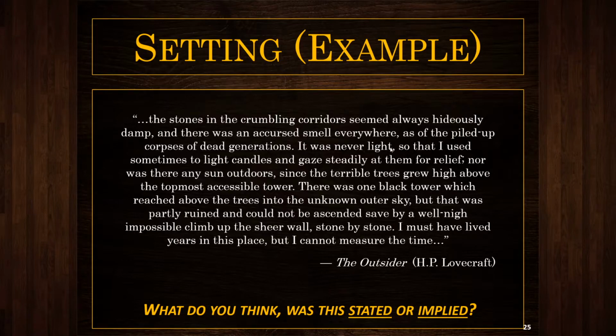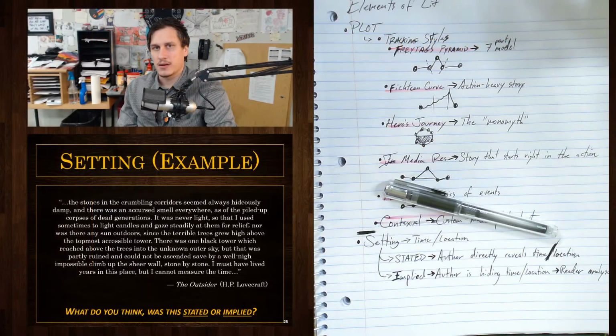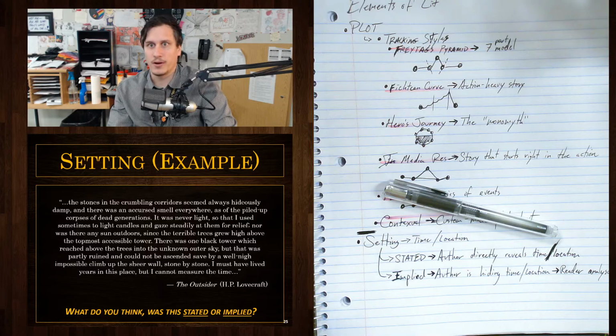You know that outside it's never light. And you know that there are windows in this place where, you know, where we are, right? Nor was there sun outdoors, okay? Then there are terrible trees that grow high above the towers that are here. And you know that one of the towers is made of stone, right? And it has sheer walls, all right? So if you put all those clues together, as the reader, most people would be like, oh, okay, this must be some kind of castle, because castles smell bad and they can be damp, and, you know, it's in a forest, right?